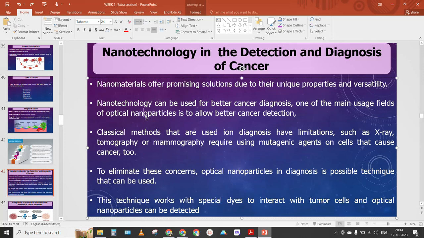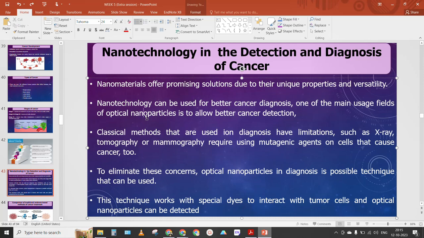So these optical nanoparticles are particles which have fluorescent properties in them. Some magnesium chloride is also there. Gold also has fluorescent property in it. So these are the things which can be used as optical nanoparticles.